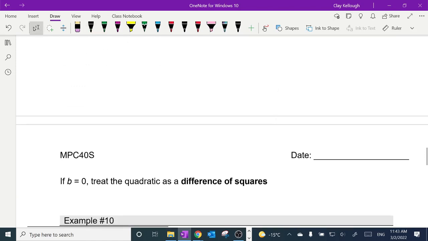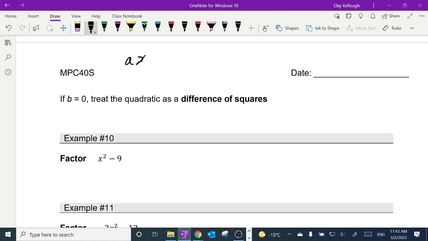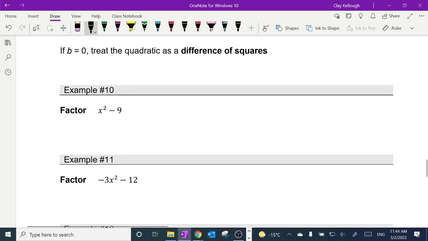Okay. What if the b value is 0 in ax squared plus bx plus c? Well, if the b is 0, then this doesn't exist at all, and you can treat it like it's a difference of squares. x squared minus 9, you could think of as x squared plus 0x minus 9, and then you treat it the same way you've been treating all of the trinomials by inspection. What two numbers times to make negative 9, but add to make 0? And that's x plus 3, x minus 3.